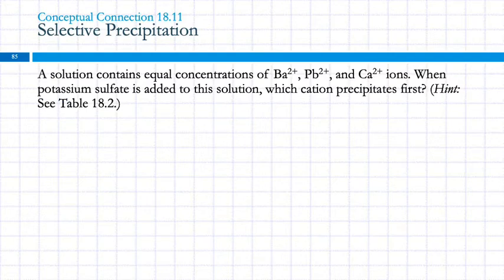So a solution contains equal concentrations of barium, lead-2, and calcium ions. When potassium sulfate is added to this solution, which cation precipitates first?